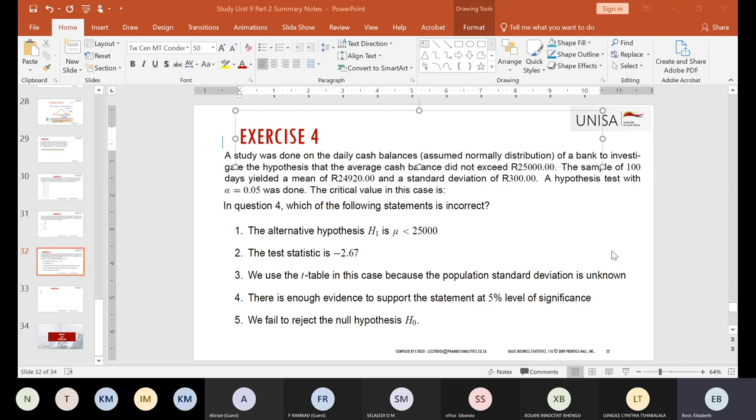Are you able to see the presentation? Is it shared? Yes, we can see it. Okay. Remember the 6 steps of hypothesis testing when you answer the question.